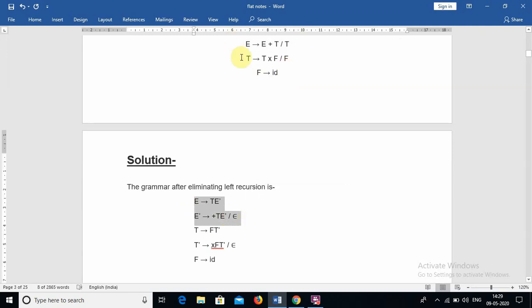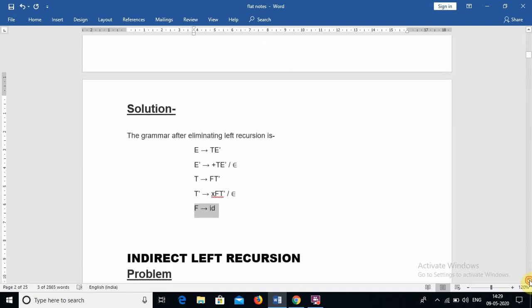Okay, then go with the next production rule, T to T cross F slash F. So this can be removed: T to F T1. And what is T1? T1 is nothing but cross F T1 slash epsilon. Okay, for that production rule, this is the grammar after removing left recursion. Here we don't have any left recursion, that's why you can directly place that production rule here. Okay, so this is about direct left recursion.